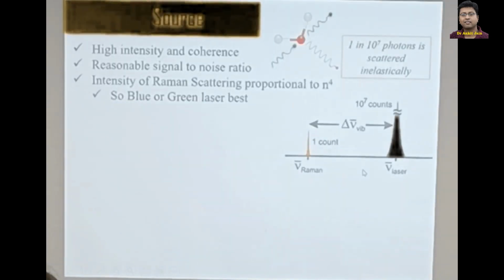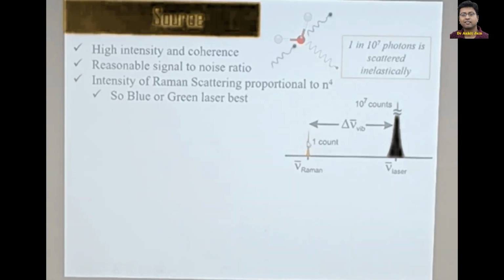So first of all, we need a source. The source should be very coherent and of high intensity, so that we can have a reasonable signal to noise ratio. And we know that the Raman signal is very weak. Supposedly, if our laser is 10 to the power 7 counts, the only intensity that comes out after the interaction with the material is 1 count.